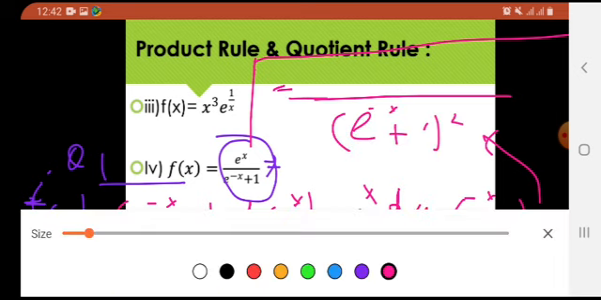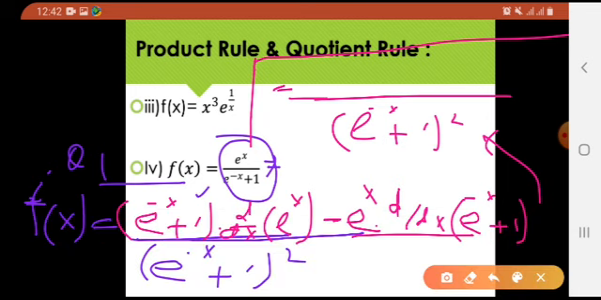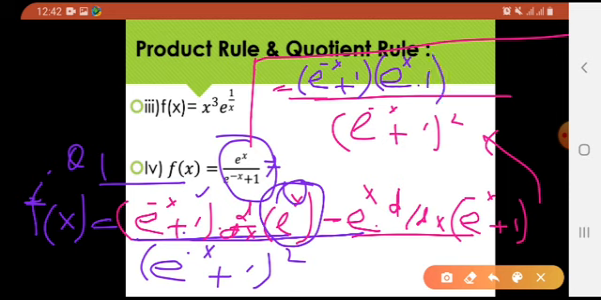Let us get the answers of the numerators. This one would remain as it is, क्योंकि इसका तो हम डेरिवेटिव नहीं निकाल रहे. We are finding derivative of this. So very simple, e raised to the power x. So derivative would be e raised to the power x into further derivative of this x with respect to x. क्या होगा वो? 1. Clear?